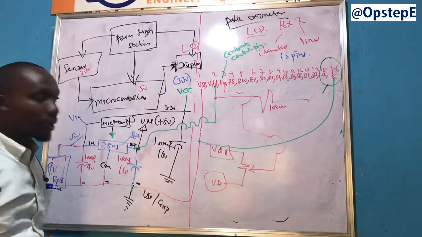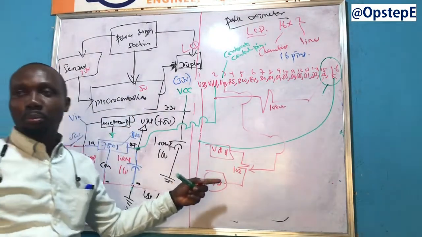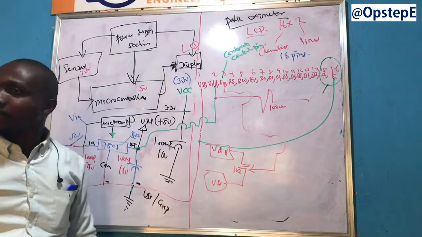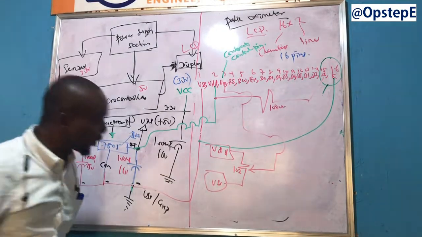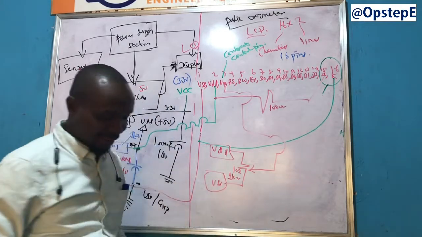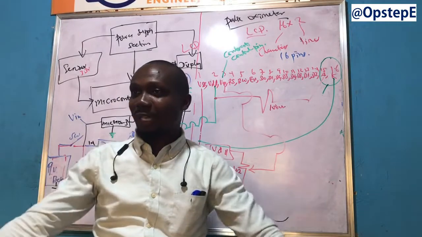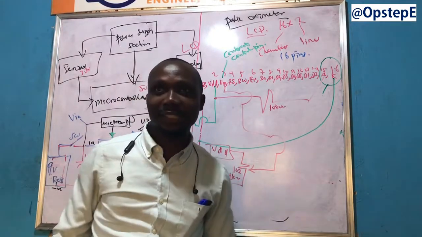Are you following? There is a 102. 102 will be what? 1 kilo. 1 kilo. Same power. Thank you. You know this. Please, you just make my class easy like this. I'll just finish the class in 1 week and say you can come and take your certificate.